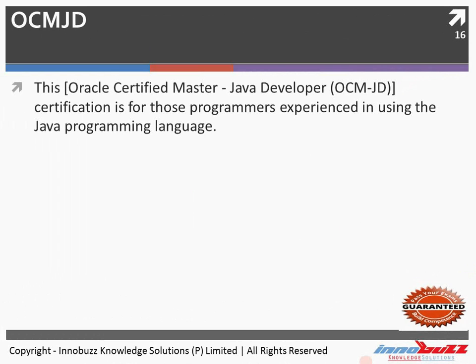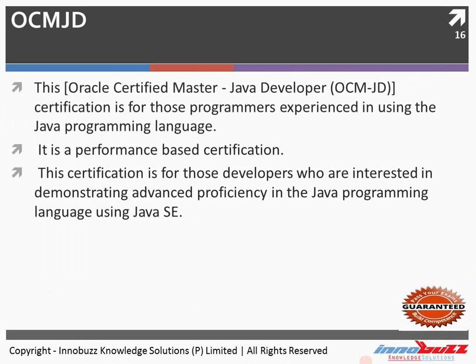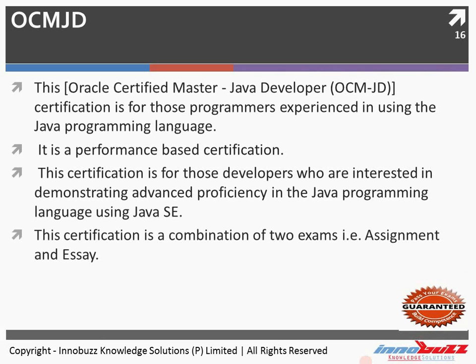This Oracle Certified Master Java Developer certification is for those programmers experienced in using the Java programming language. It is a performance-based certification. This certification is for those developers who are interested in demonstrating advanced proficiency in the Java programming language using Java Standard Edition. This certification is a combination of two exams, which we saw earlier in the previous slide. There was assignment and the essay.